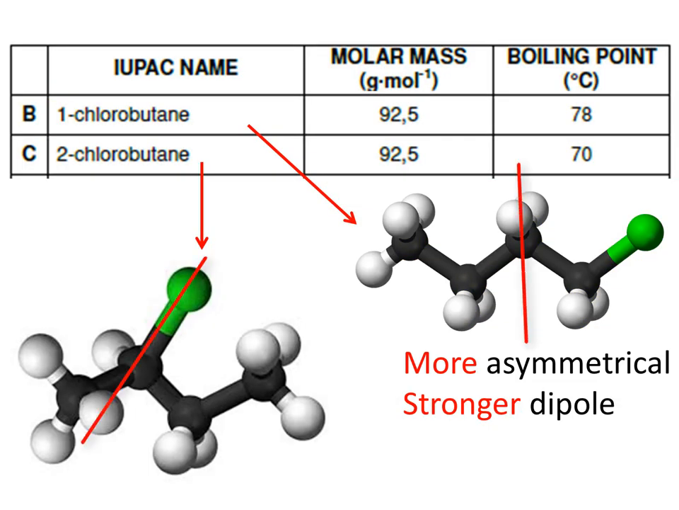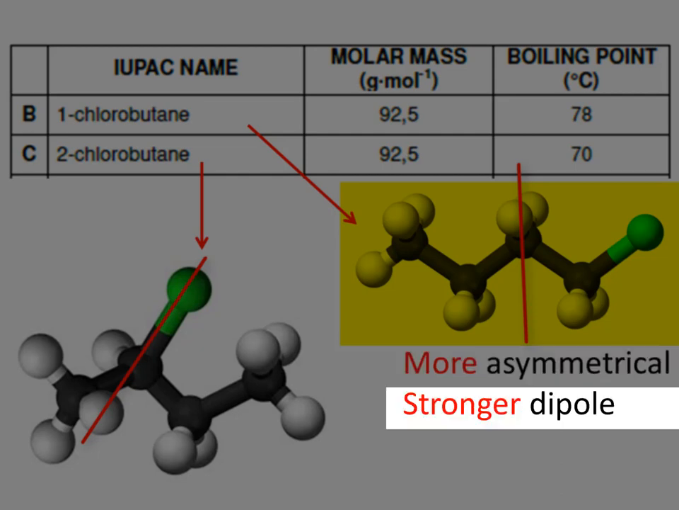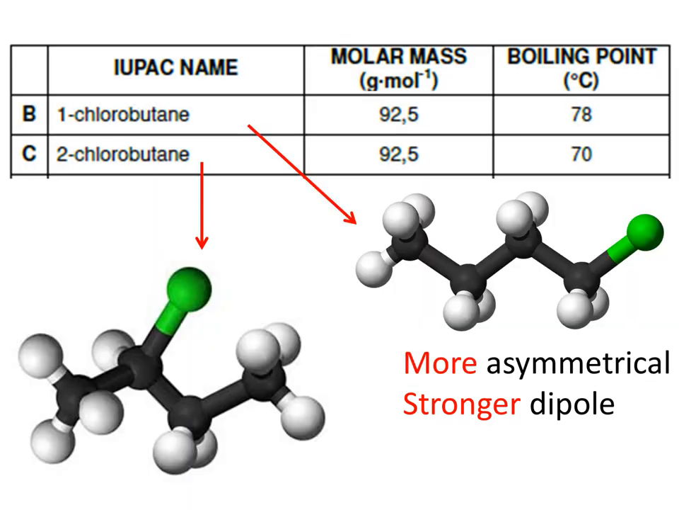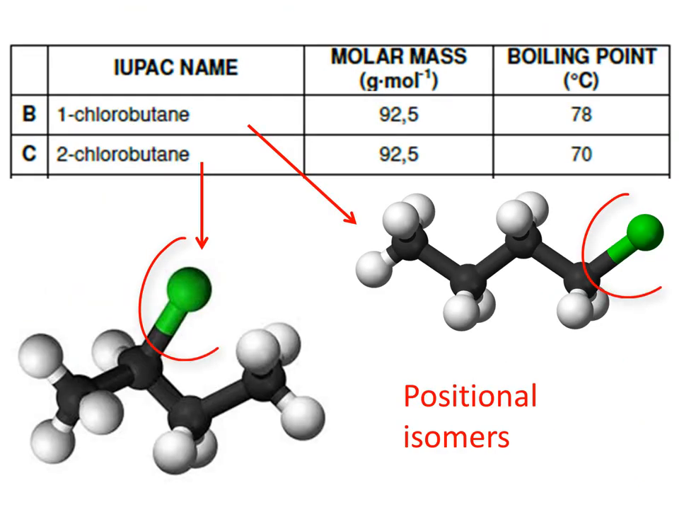Imagine if you would cut each one in half. C is more similar on either side of the cut, so C is more symmetrical. B has a greater difference on either side. It is more asymmetrical. And the more asymmetrical a molecule is, the more polar it is. In other words, the stronger the dipole. Stronger dipoles have stronger dipole-dipole or dipole-induced dipole intermolecular forces, which explains why B has a higher boiling point than C. Question 3.3 asks us what type of isomers B and C are an example of. They are positional isomers because they differ in the position of the halide group within the chain.